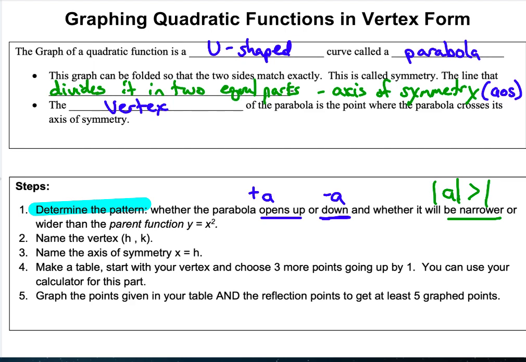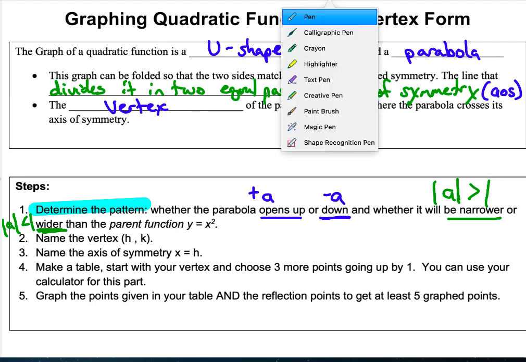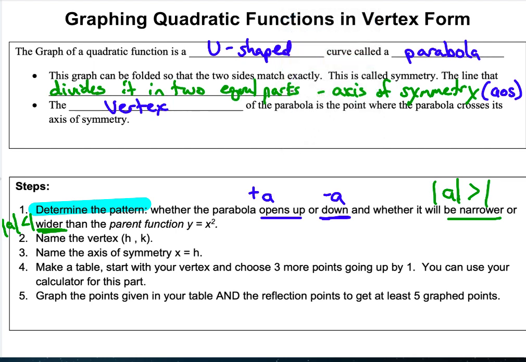If it is wider, then that means our A is less than 1. So think a decimal or a small fraction, okay? Something between -1 and +1. And that's going to make it be wider than the original. Then we're going to identify our vertex. Remember, that's just our H and our K from the equation. Our axis of symmetry is just X is equal to our H value.